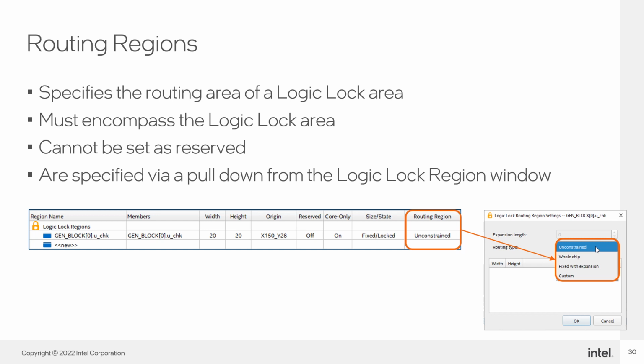The reserved parameter, set to off by default, tells the fitter that other elements can be placed in the logic lock region. When it is set to on, then only elements belonging to the module will be placed in the logic lock region. The routing region is set to unconstrained by default. This means that routes that belong to the constrained module can use the entire FPGA, if needed, to complete the routes. Let's take a look at the other routing region options.